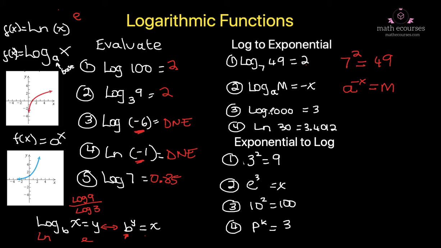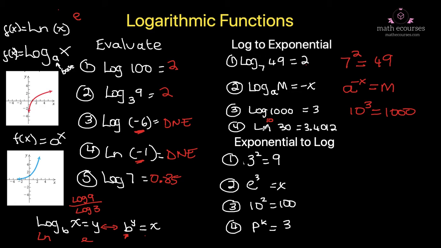Okay, if you have a log and you do not see that small base right there, it is understood to be a 10. You are not going to normally see that. So you would need to know, if you see a log without a number, the base is 10, and then follow the pattern. So 10 to the third power equals 1000.